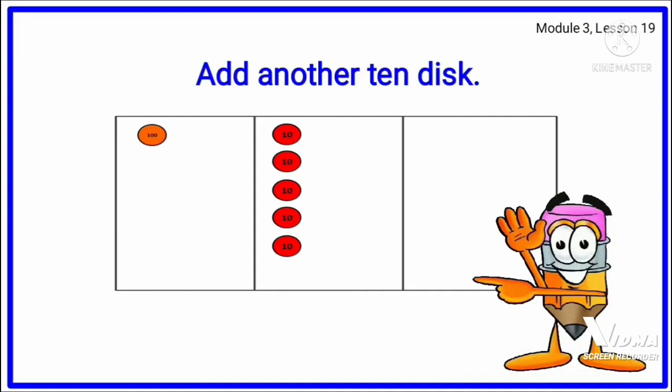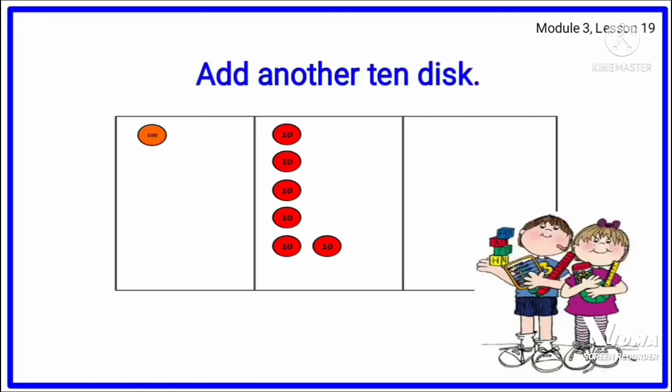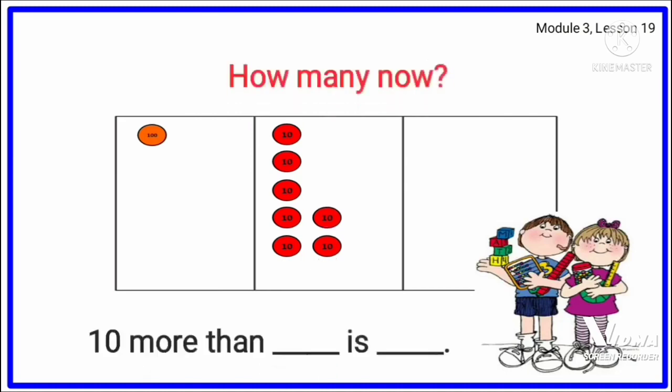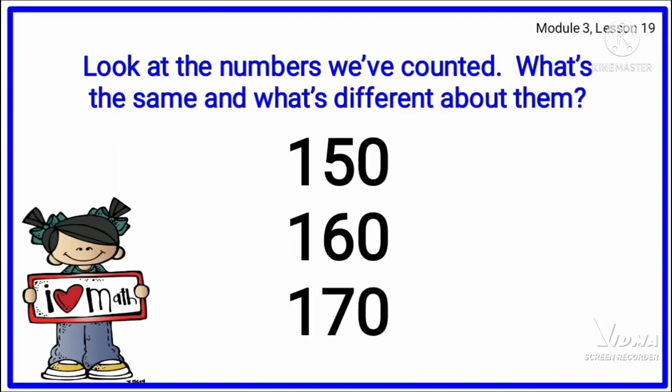Let us add another 10 disk, 160. So 10 more than 150 is what? 160. Correct. Let us add another 10 disk, 170. 10 more than 160 is 170. Alright, so this is what we just did. 150, 10 more than 150 is 160, and 10 more than 160 is 170. So the difference between each of these numbers is 10.